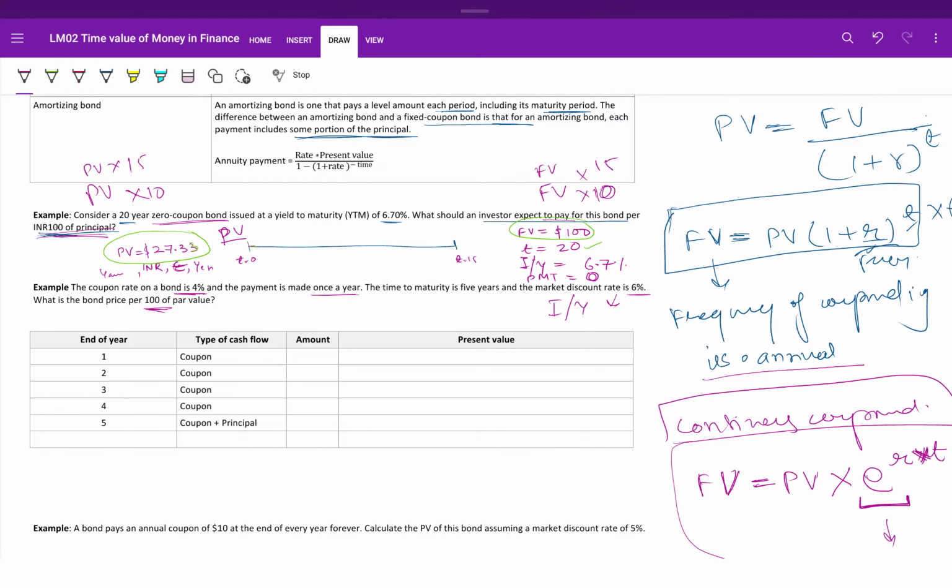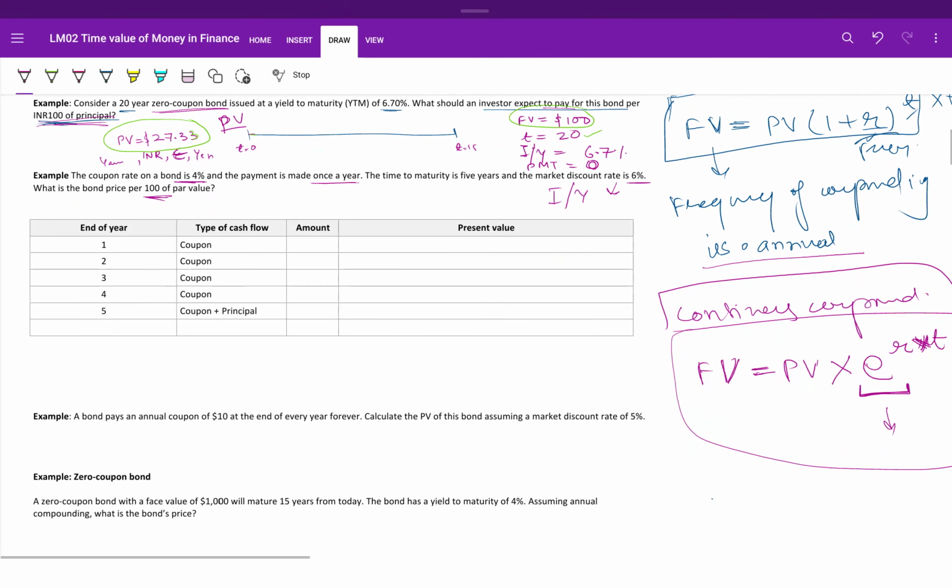Okay, let's talk about our second example. The coupon rate of the bond is 4%. So we are going to calculate with our coupon rate. The coupon is $4, which is the PMT here. And I/Y is 6%. This is the future value, FV.